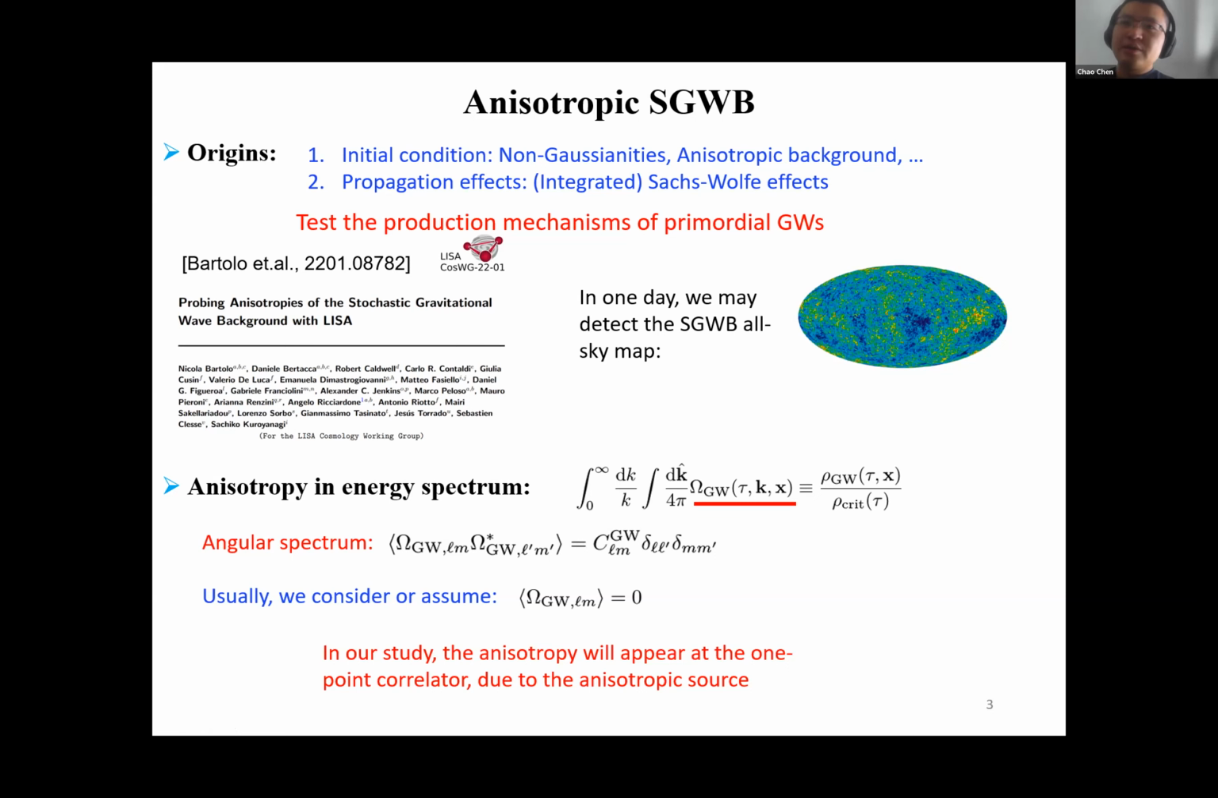Until now, in many studies on anisotropic SGWB, people always assume the one-point correlator of the Omega GW energy spectrum is zero. But in our study, we will find that even at the leading order, because of the anisotropy source, you will produce anisotropy for the one-point correlator.